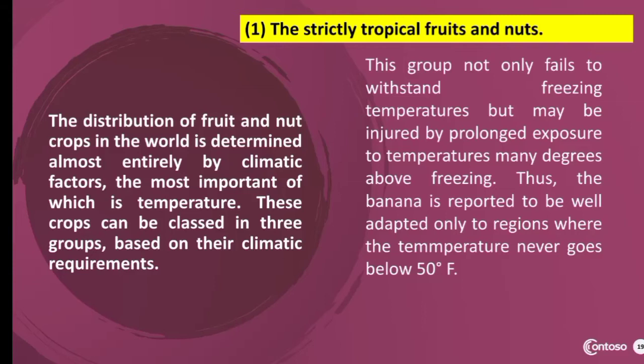The distribution of fruit and nut crops in the world is determined almost entirely by climatic factors, the most important of which is temperature, of course. These crops can be classed in three groups based on their climatic requirements. So we have here the strictly tropical fruits and nuts. As I said earlier, the banana cannot take temperatures below 15 degrees Fahrenheit.